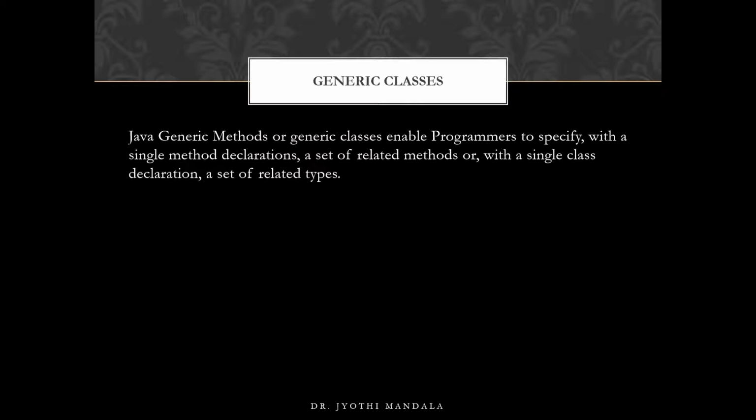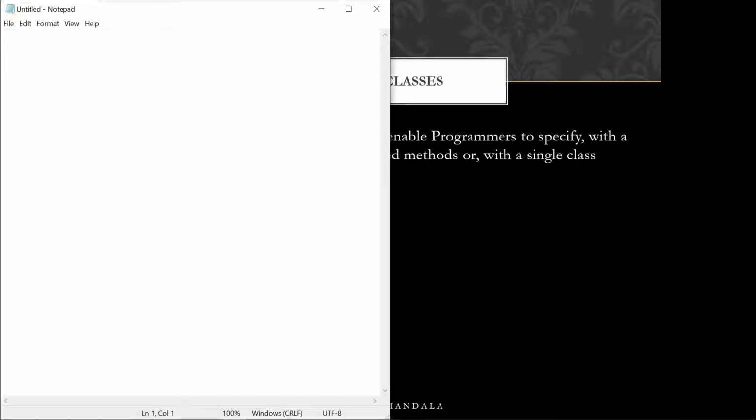The same concept can be applied to a class also, where we can have a single class declaration, and that single class declaration can work with multiple data type values. How that will work, we'll see in today's class. To understand this, I'll take a simple example. Through the example, let us see what problem we have with a normal class, and how that problem can be solved with a generic class.